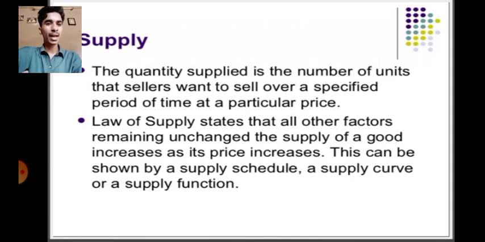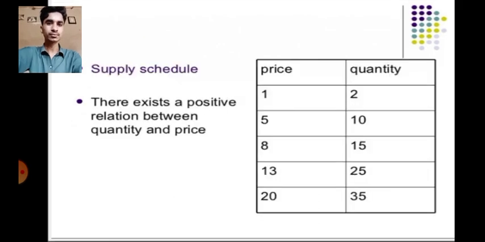Number 2, supply. The quantity supplied is the number of units that sellers want to sell over a specified period of time at a particular price. The law of supply states that, all other factors remaining unchanged, the supply of a good increases as its price increases. This can be shown by a supply schedule, a supply curve, or a supply function.